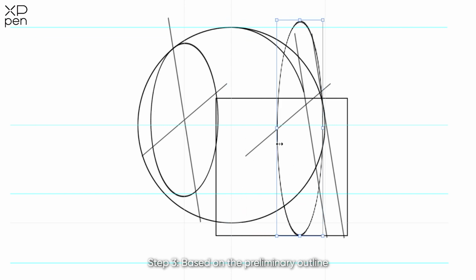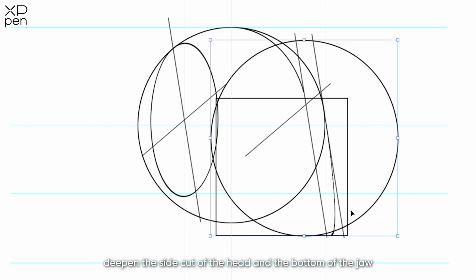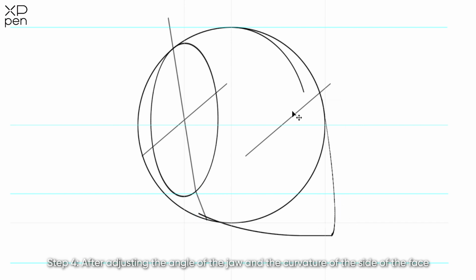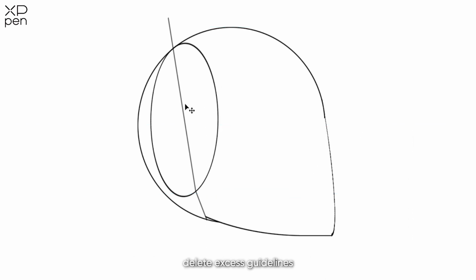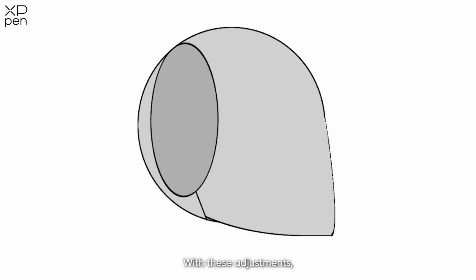Step 3. Based on the preliminary outline, deepen the side cut of the head and the bottom of the jaw to enhance the three-dimensional effect. Step 4. After adjusting the angle of the jaw and the curvature of the side of the face, delete excess guidelines. Fill in a gray base color and intensify the side cut of the head, symbolizing the ear. With these adjustments, a half-profile head from an upward angle is complete.